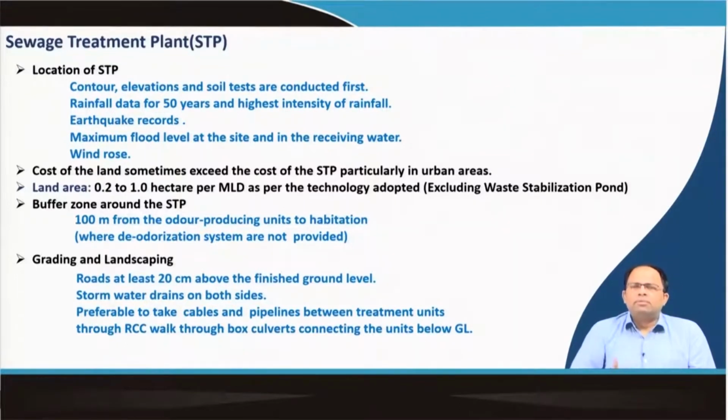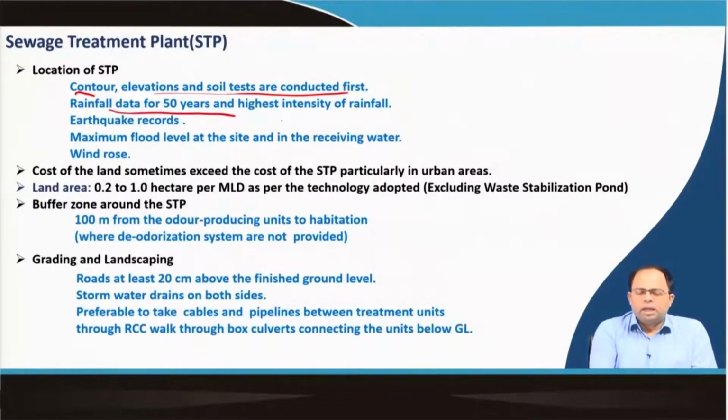There are general rules of thumb, but actually it is very, very difficult to say exactly how much land area has to be reserved. And also not only the amount of land area, but also the location for it, right. So, the location of an STP is determined by analyzing the contours of that area. Elevations and soil tests are conducted initially, and once we know that, we also check the rainfall data for 50 years and the highest intensity rainfall during that period, which will give us the total quantity of runoff generated in that particular area, which gives us an idea about the flooding potential of that area.